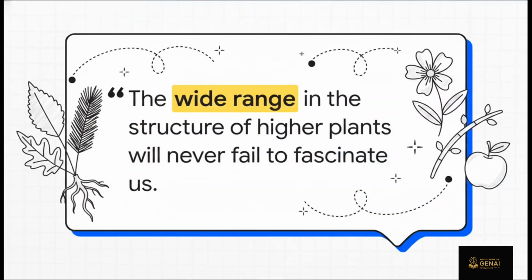There's this quote from our source material that just rings so true. The wide range and the structure of higher plants will never fail to fascinate us. And honestly, it absolutely holds up. I mean, despite their massive diversity in external morphology, which is just a fancy way of saying their physical form, these biological wonders actually all share a common, elegant structural blueprint. We're talking roots, stems, leaves, flowers, and fruits. And today, we're going to learn exactly how to read that blueprint.